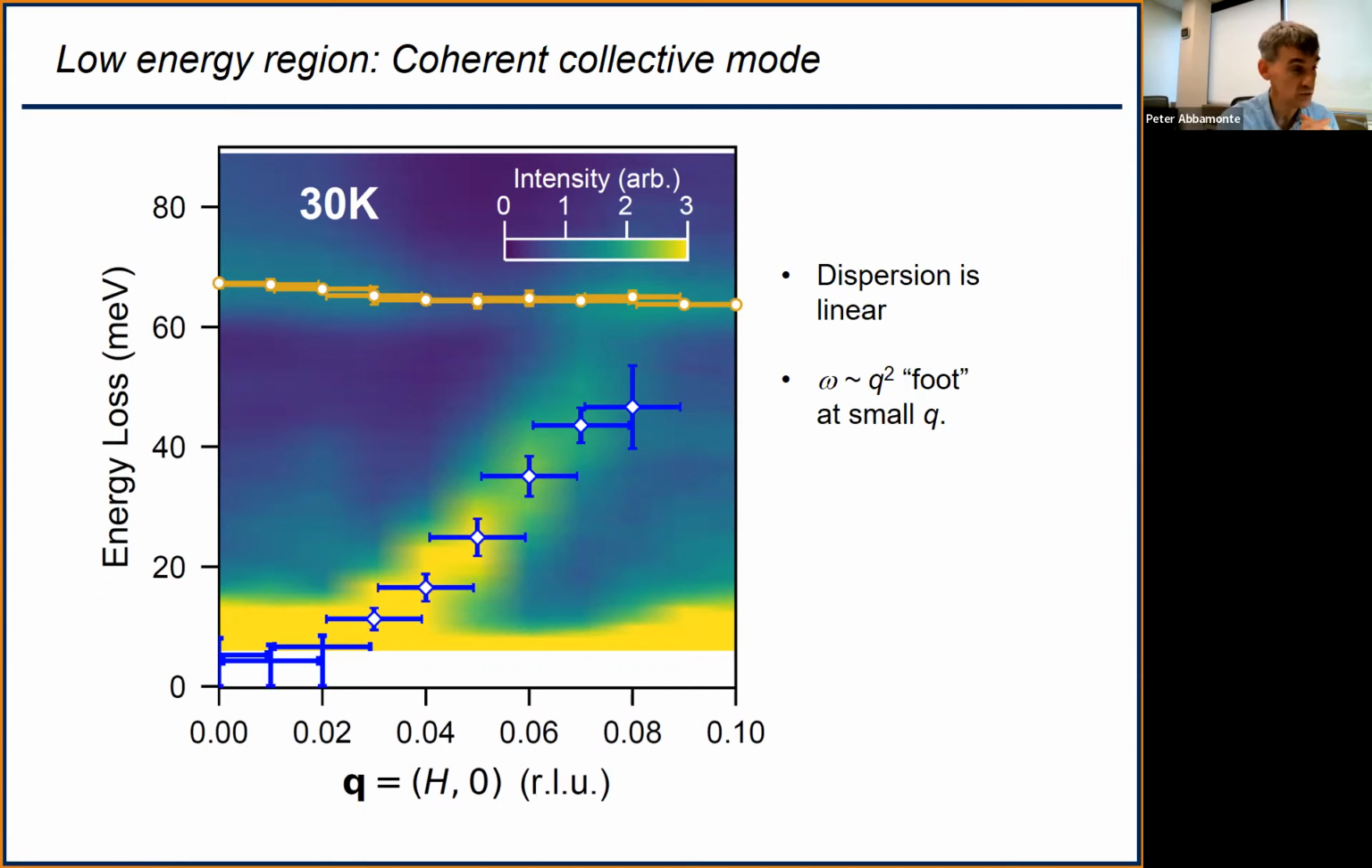Its width is Q dependent. It actually goes like Q squared. And at momenta bigger than about 0.08, the width is bigger than the energy and it's overdamped. So acoustic phonons are much lower in energy, right? I mean, this cannot be acoustic. Yeah. Let's just do that.